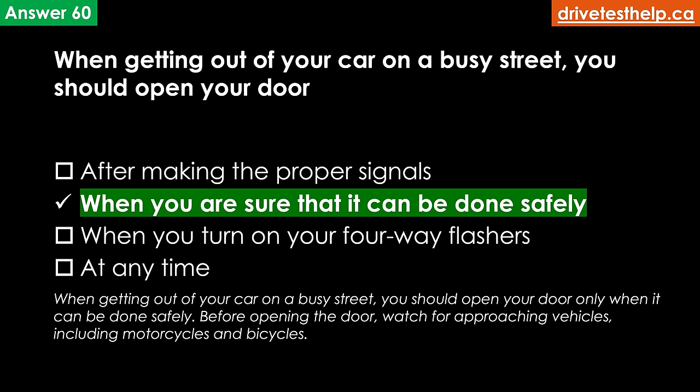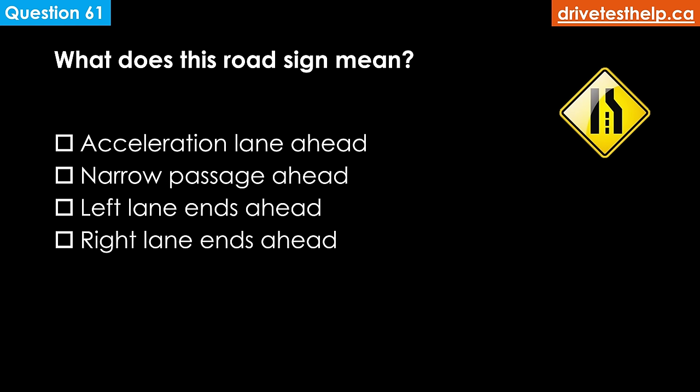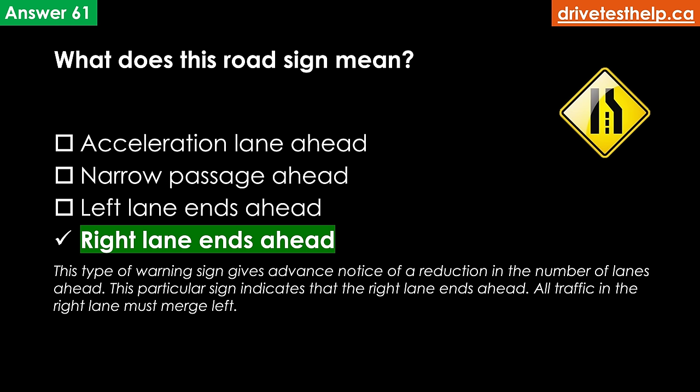When getting out of your car on a busy street, you should open your door only when it can be done safely. Before opening the door, watch for approaching vehicles, including motorcycles and bicycles. What does this road sign mean? Acceleration lane ahead, narrow passage ahead, left lane ends ahead, right lane ends ahead. Correct answer: right lane ends ahead. This type of warning sign gives advance notice of a reduction in the number of lanes ahead. This particular sign indicates that the right lane ends ahead. All traffic in the right lane must merge left.